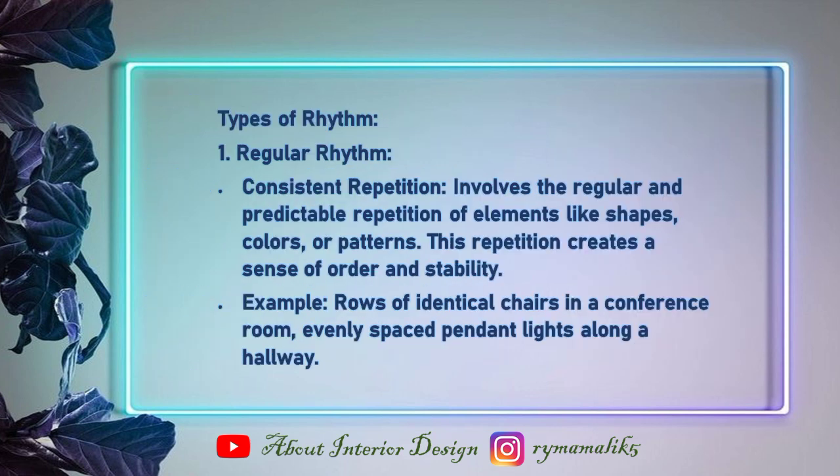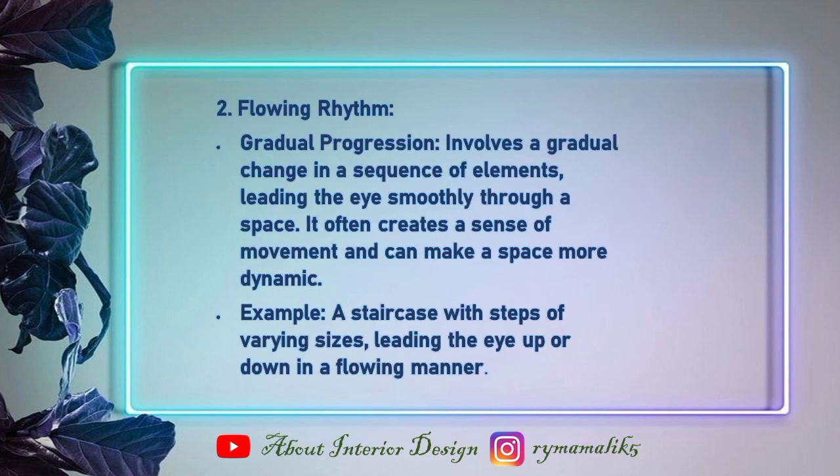Types of rhythm. 1. Regular rhythm. Consistent repetition involves the regular and predictable repetition of elements like shapes, colors, or patterns. This repetition creates a sense of order and stability. Example: rows of identical chairs in a conference room, evenly spaced pendant lights along a hallway.